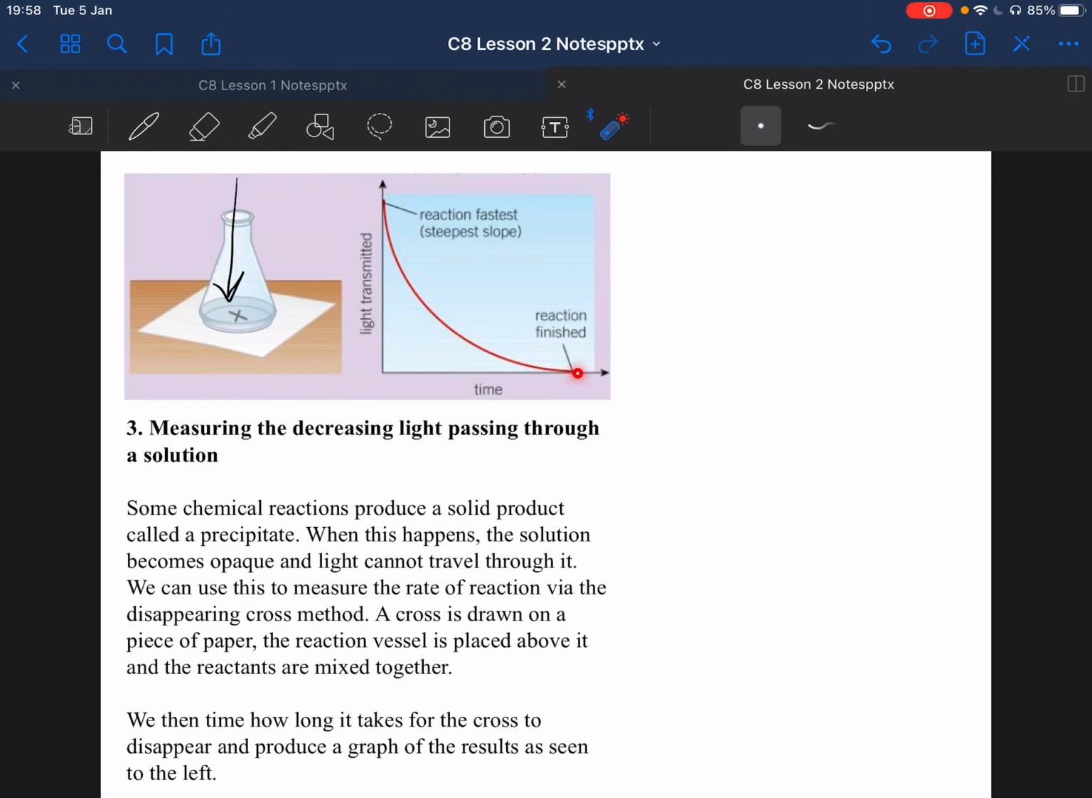Our graph at this point would end at some point as well, because it's going to stop the reaction completely, and that's the point at which you wouldn't be able to see it anymore.